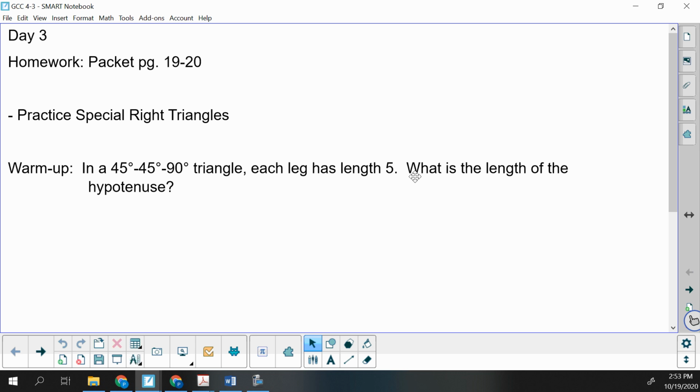So I'd like you to have your warm-up out, and you can pause the video to work on the warm-up. When you're done with the warm-up, hit play, and you'll see the warm-up gone over. So you can go ahead and pause the video now.